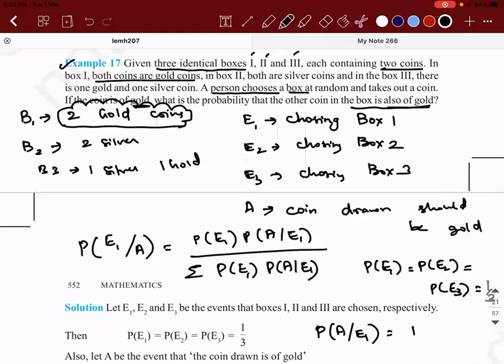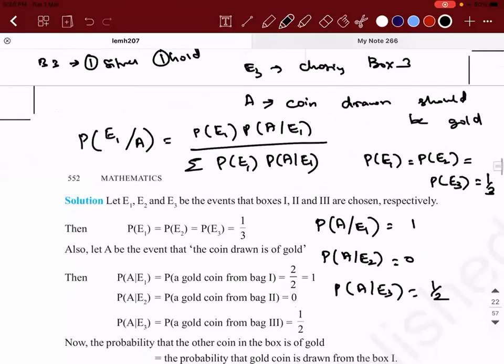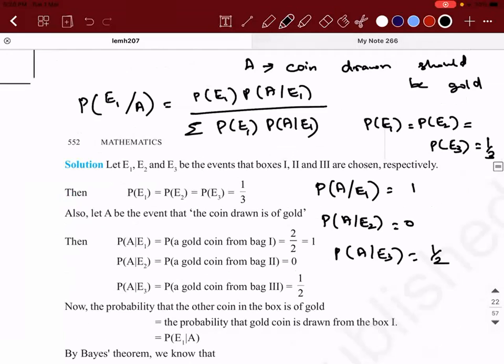It is 1. What is the probability of A given E2? 0. What is the probability of A given E3? 1 by 2, 1 silver. It is 50% chance. Take all these things and substitute them in the formula, and that will give you the answer. But are you guys able to understand how to apply this theorem? That is more important for me. Will you be able to collect the data properly?